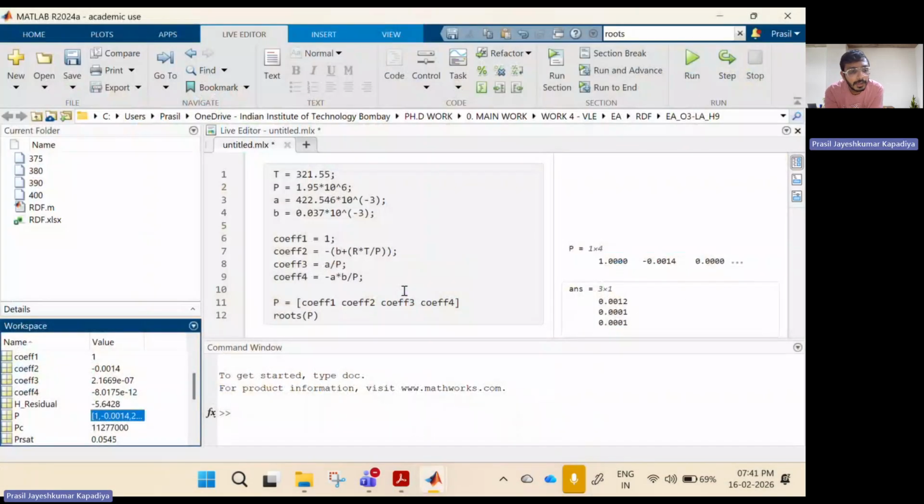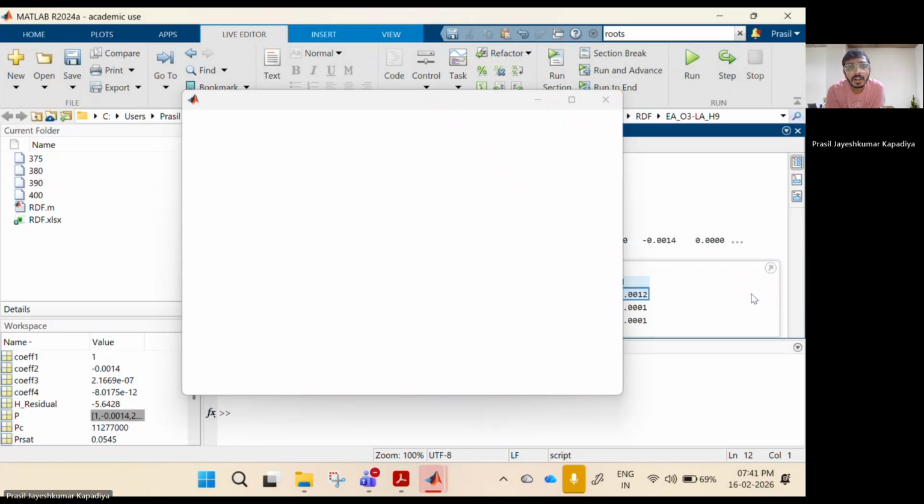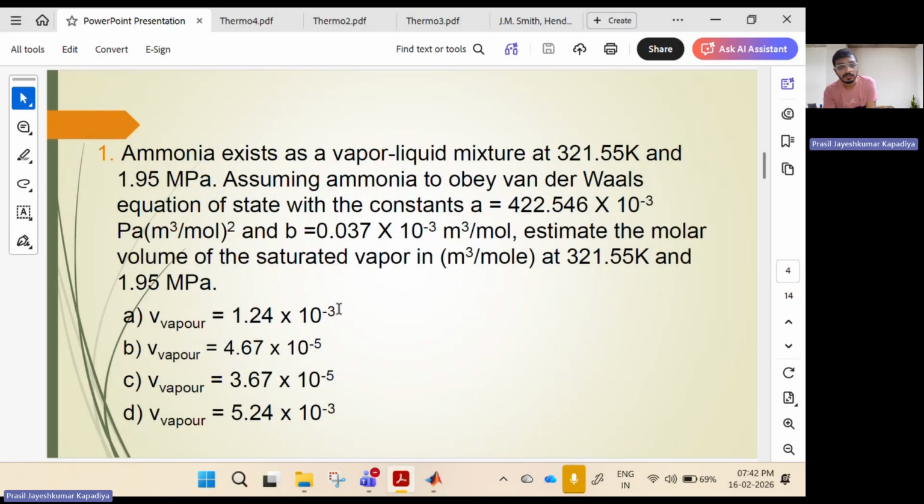I don't want it to print like this, but okay. So this is what you get from here. It is printing till this 4 digit only, but we are still fine. 1.2 into 10 raised to minus 3 meter cube per mole. This is what we are getting.